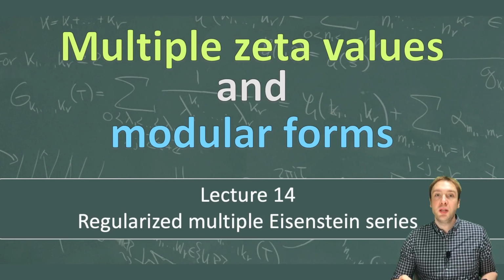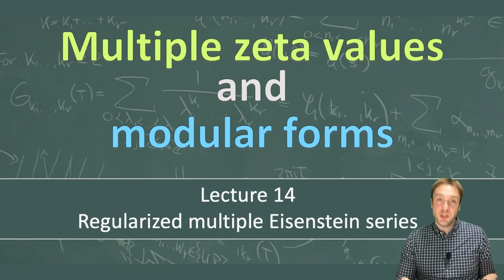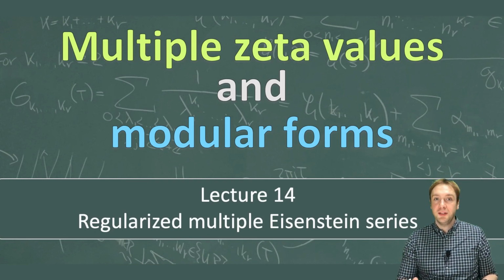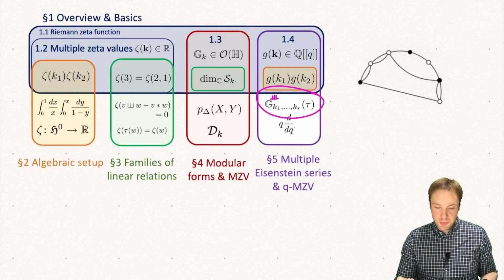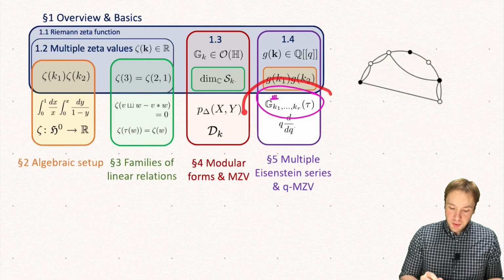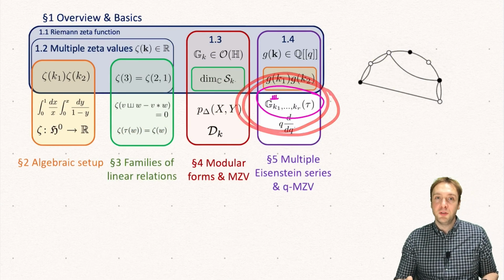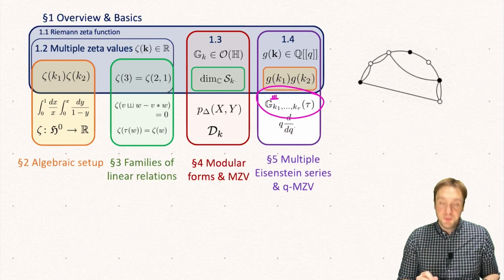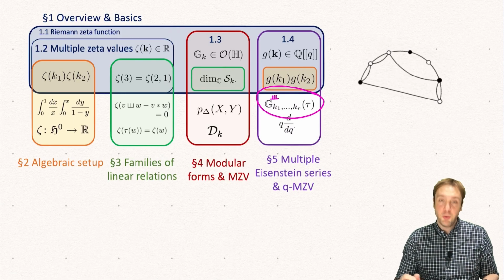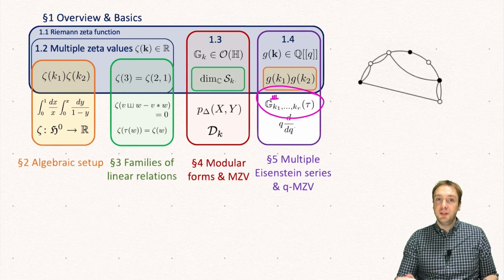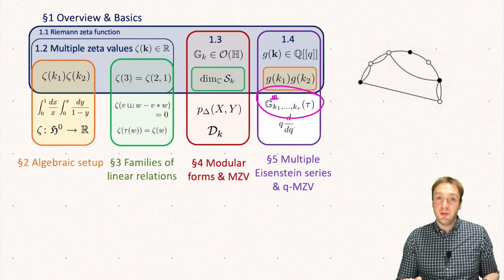So last time we introduced multiple Eisenstein series, which were a multiple version of classical Eisenstein series, and these were defined for numbers k1 up to kr, which are greater or equal to 2. And today we want to continue talking about these multiple Eisenstein series, and more precisely we want to talk about regularized multiple Eisenstein series, by which we mean we want to make sense of these objects when these numbers k1 up to kr are greater or equal to 1.